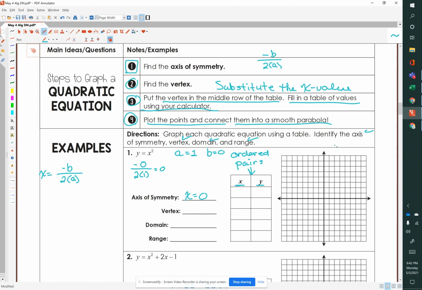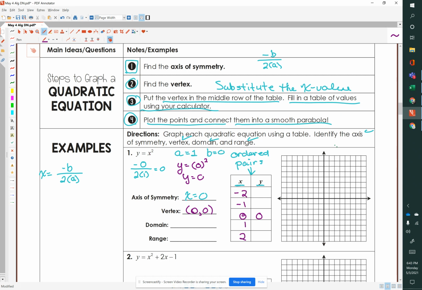So the vertex, we're going to substitute in the equation y equals 0 squared, which is going to give us y equals 0. So the vertex, the x value is 0 and the y value is 0. So let's put that in the middle of the table of values, 0, 0. And we're going to evaluate for negative 1, negative 2, 1, and 2.